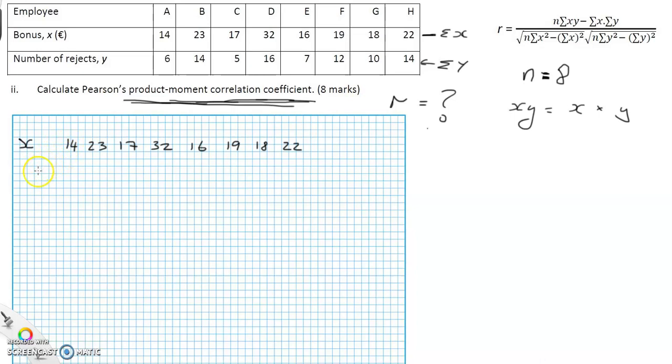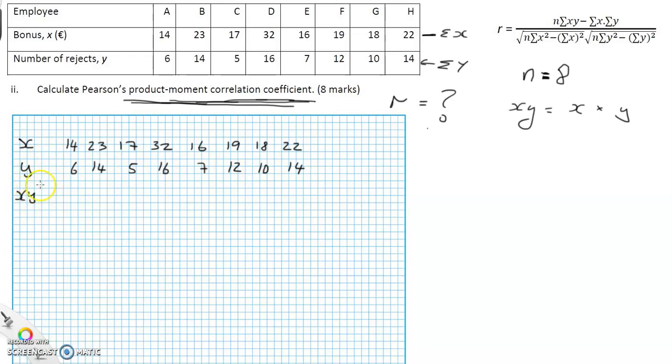So what could we do now? Well, we can do our y row, I suppose. 6, 14, 5, 16, 7, 12, 10, and 14. Now, we need xy in each case, right?